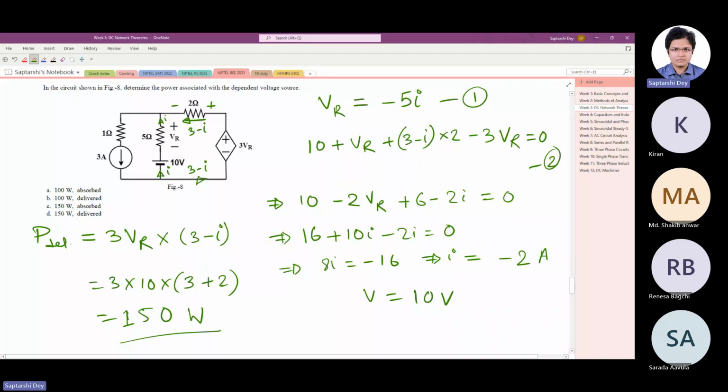So power is actually delivered by this source, dependent voltage source. 150 watt power it is delivering. Clear? Yes, sir.